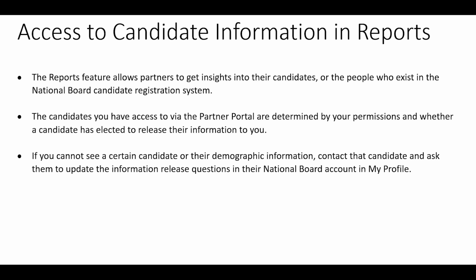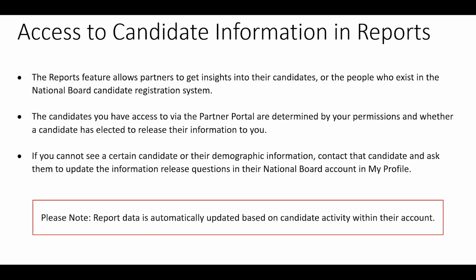If you cannot see a certain candidate or their demographic information, contact that candidate and ask them to update the information release questions in their National Board account in My Profile. Please note, report data is automatically updated based on candidate activity within their account.